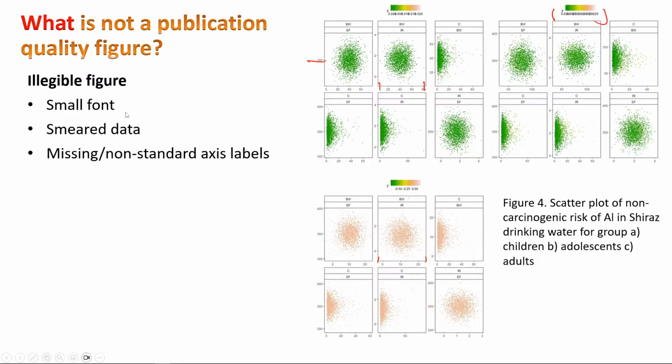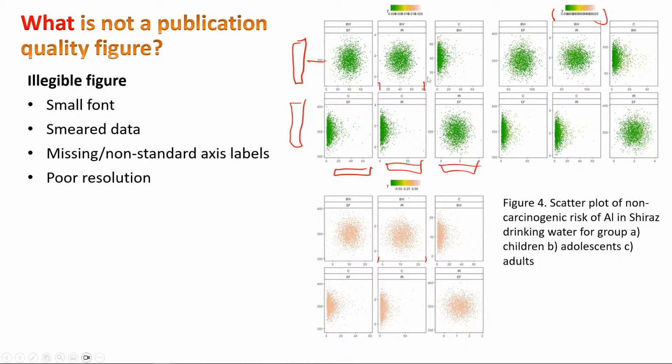What else? Missing or non-standard axis labels. That's even one thing I forgot. What is the label of this axis? What is the label of this axis? So the axis labels are missing. I don't know what is here and what the x-axis label is. What is the label of this axis? This axis. So the axis labels are missing or non-standard.